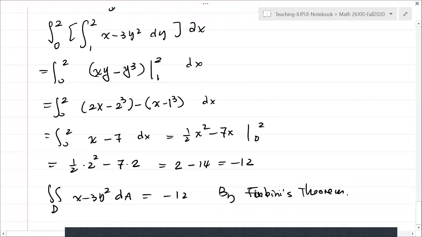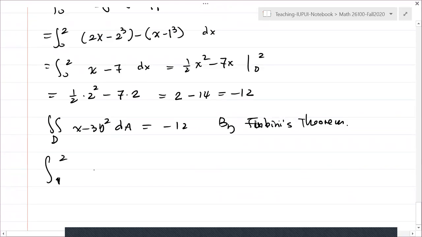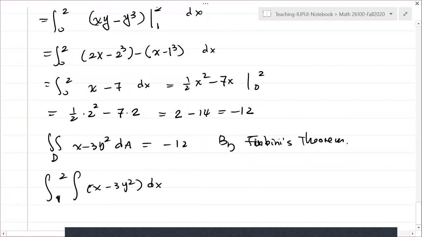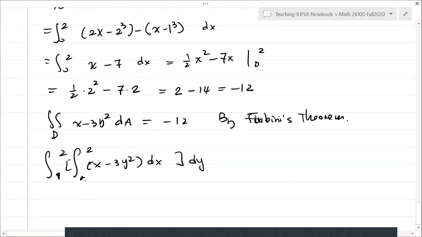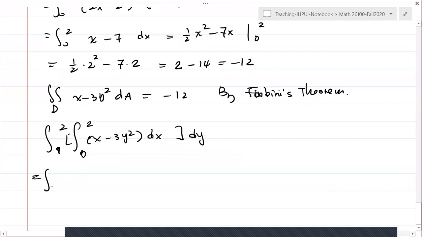I can switch the order of the integral: from 1 to 2 of x minus 3y squared. I'm going to evaluate the integral from 0 to 2 with respect to x, and then dy. Let me double check it's correct. Yes. This is another iterative integral. There are two iterative integrals. According to Fubini's theorem, they must have the same value, and that should be equal to the double integral. So let's do this computation. We hope we can get the same answer.